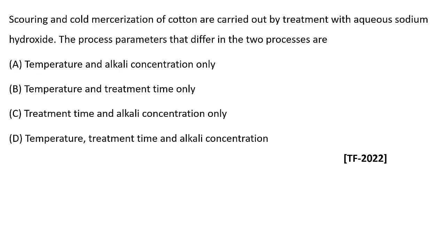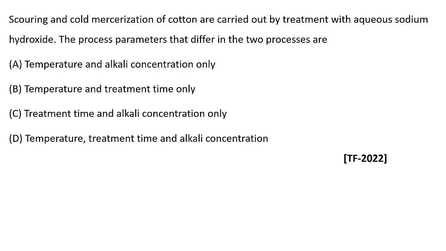Scouring and cold mercerization of cotton are carried out by treatment with aqueous sodium hydroxide. The process parameters that differ in the two processes are. This is a typical 1 mark question. In this question, they basically ask what is the difference in the process parameters between the two processes that are used in the cotton processing.